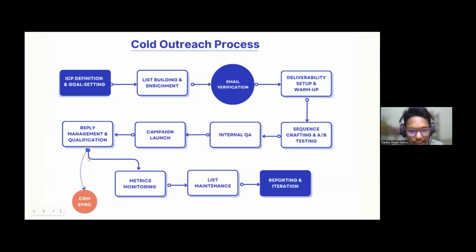So once the leads are qualified, you need to sync it to the CRM so that the sales team is aware what has to be done with these qualified leads. Once all of this is done, you need to keep building proper reports, keep optimizing the campaign, and keep reiterating the entire process from the first step itself. Okay, moving on. This concludes the entire SOP of the cold outreach process.